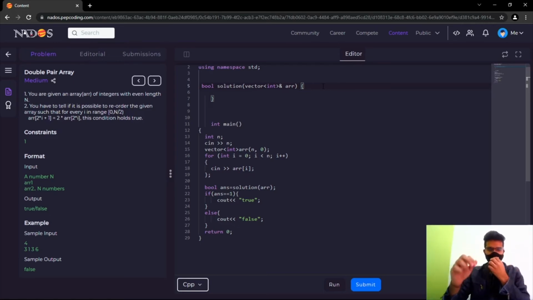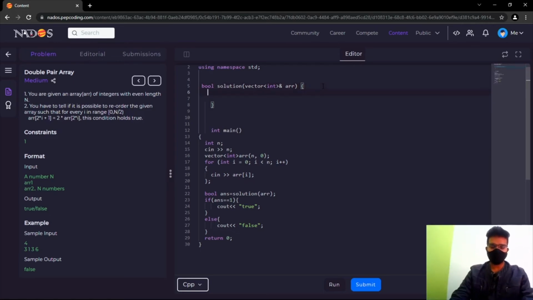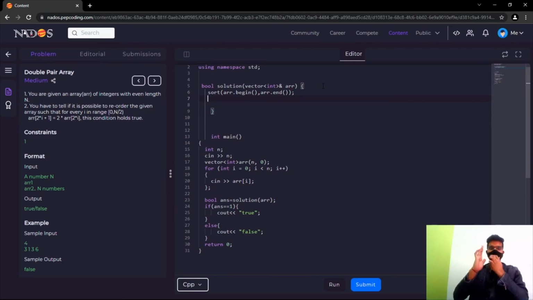Right. So first step. What was the first step? Think about it. So the first step was to sort our array. Array.begin, array.end. So what we did is simply sort our array.